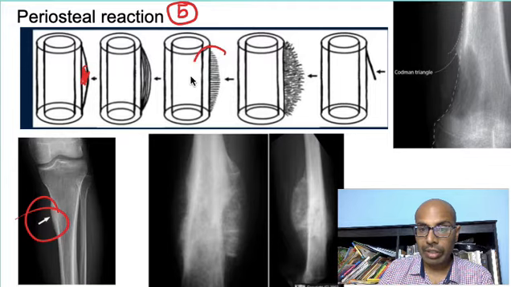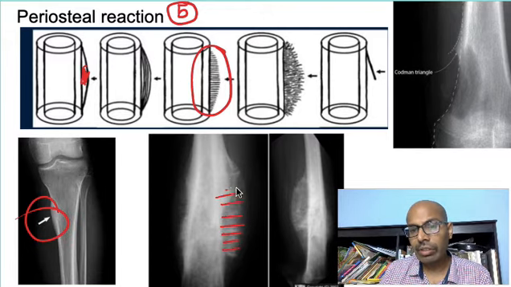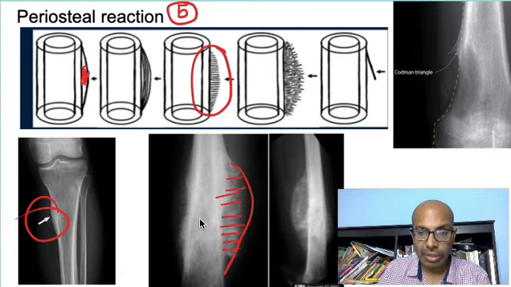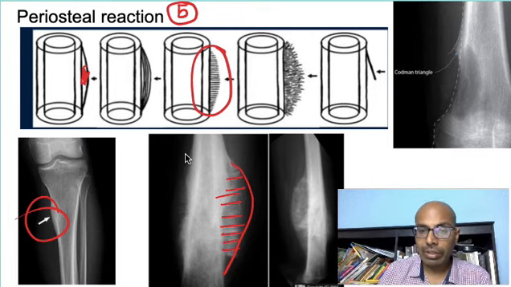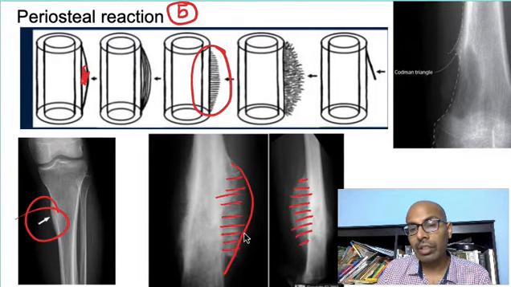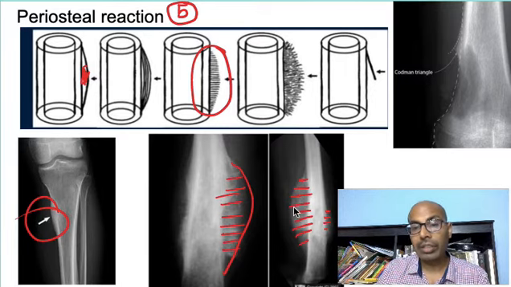Then you have the hair on end appearance, where the tumor tries to grow through the periosteum, and this causes a hair on end appearance of the periosteum, and this is commonly seen in osteosarcoma and Ewing sarcoma. It is not specific to any tumor. It can occur in any malignancy. Then you have what is called a sunburst appearance, which is the next more aggressive stage after the hair on end appearance, and this is also seen very commonly in osteosarcoma, but can also be seen in other malignancies.